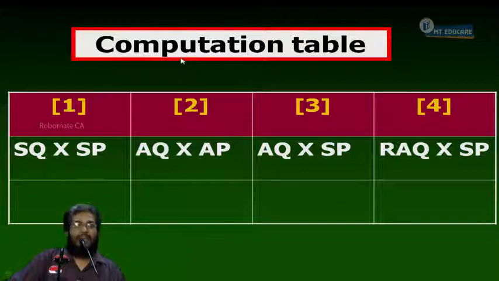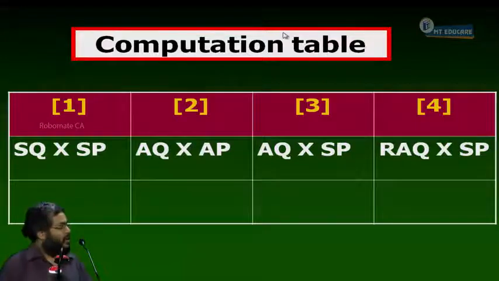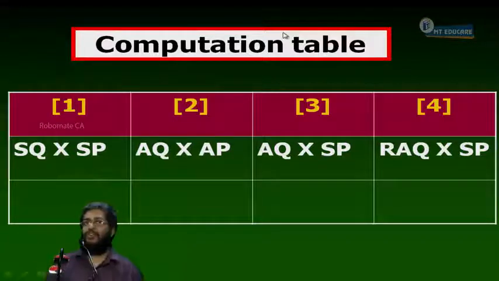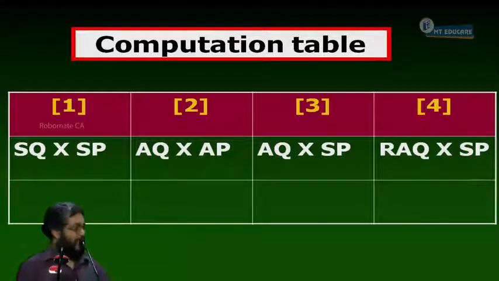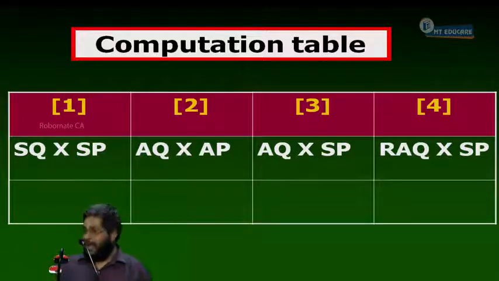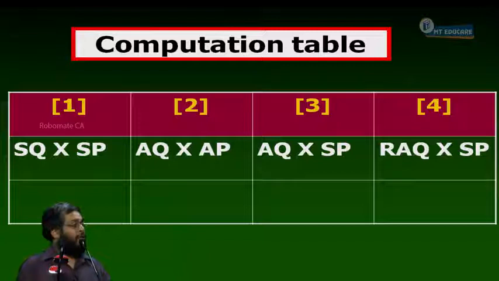What is column 3? AQ into SP. That also has not changed. Column 4 is RAQ into SP. Study material uses RSQ, but for the classroom I give the name RAQ. It is more easily understandable. Are you following what I am saying?